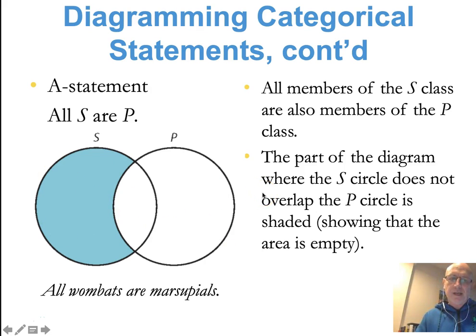And so I like the statement: the part of the diagram where the S circle does not overlap the P circle is shaded, showing that the area is empty. In other words, there are no wombats who are not marsupials. It's not that X in the middle, some wombats are marsupials. It's not X in the S, some wombats are not marsupials. What we want to show is that any wombat falls into the class of marsupials. So the S is shaded to show that there is no wombat that is not a marsupial. So that area is empty.